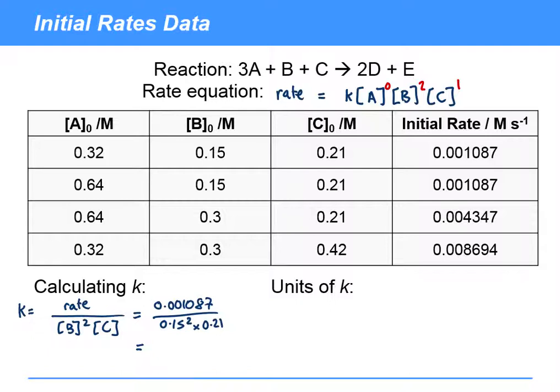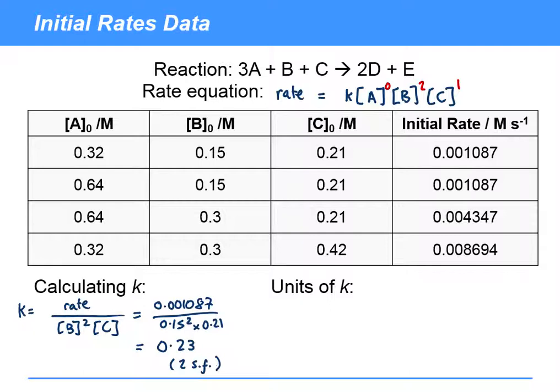So when you plug that into a calculator, you come out with an answer of 0.230 to 3 significant figures. And probably should only give this to 2 significant figures because we've only got 2 significant figures there. So there's the answer we've got.